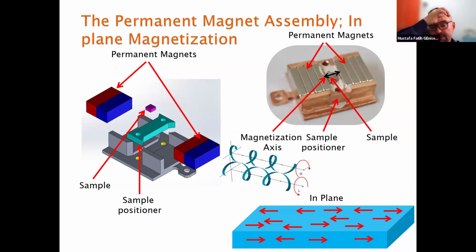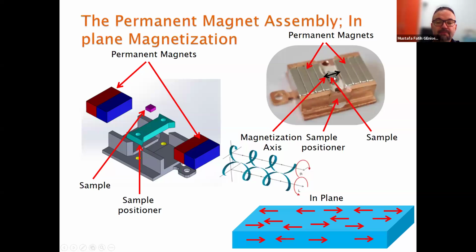And there are two types of samples from this perspective. One sample has in-plane magnetization. If it is in-plane, we have to give a magnetic field which is in-plane, which is parallel to the surface. For this reason, we have an assembly which is produced in Jülich.